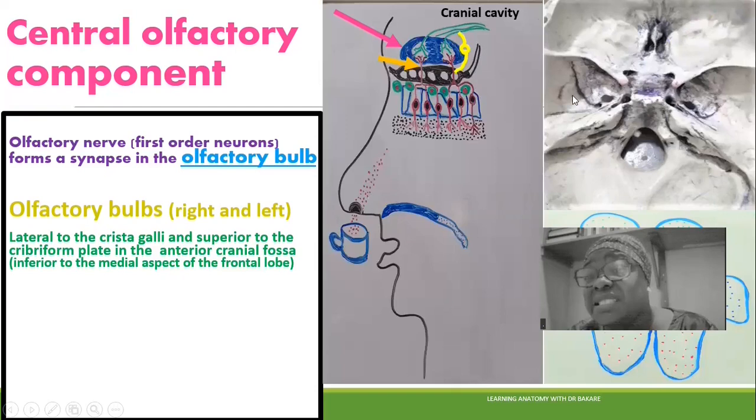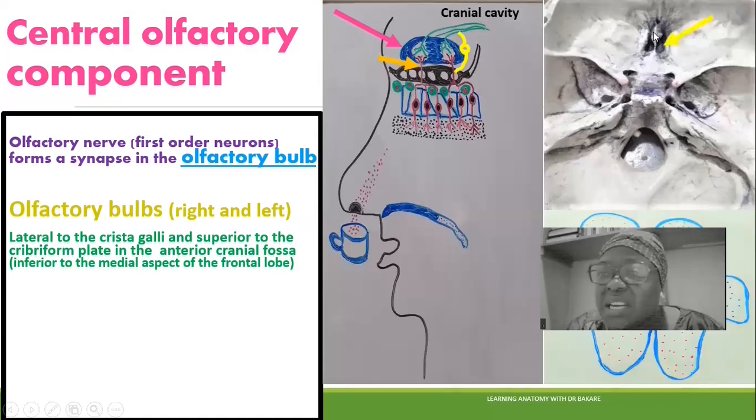So let's try and use this image here for illustration. This is the interior view or the internal view of the cranial cavity. This is the anterior cranial fossa, this is the middle cranial fossa, and this is the posterior cranial fossa. It is in the anterior cranial fossa that we have the olfactory bulb, because the anterior cranial fossa is what is seen to be located above the nasal cavity. So inferior to this region, definitely we'll be having the nasal cavity at the inferior part. So this region up here, arrowed in yellow, is where we have the cribriform plate of ethmoid, and we have another one on the other side.